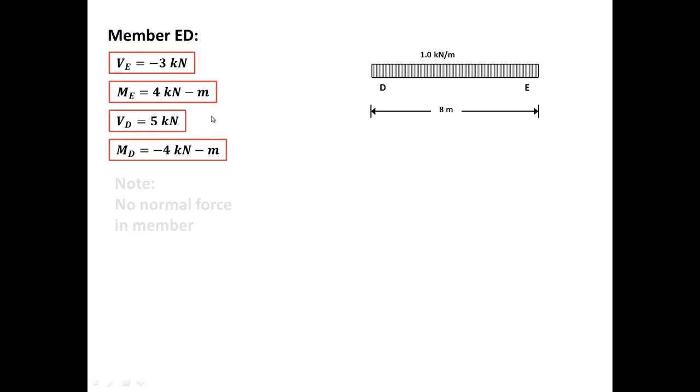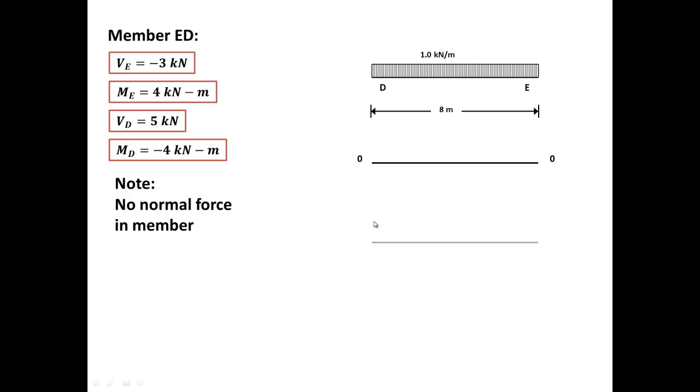So these are the values we got for ED. At E we have a shear of -3, a moment of 4. At D we have a shear of 5 and a moment of -4. And we have no normal forces, so the normal force diagram will be just blank. This is the line for the shear force diagram.